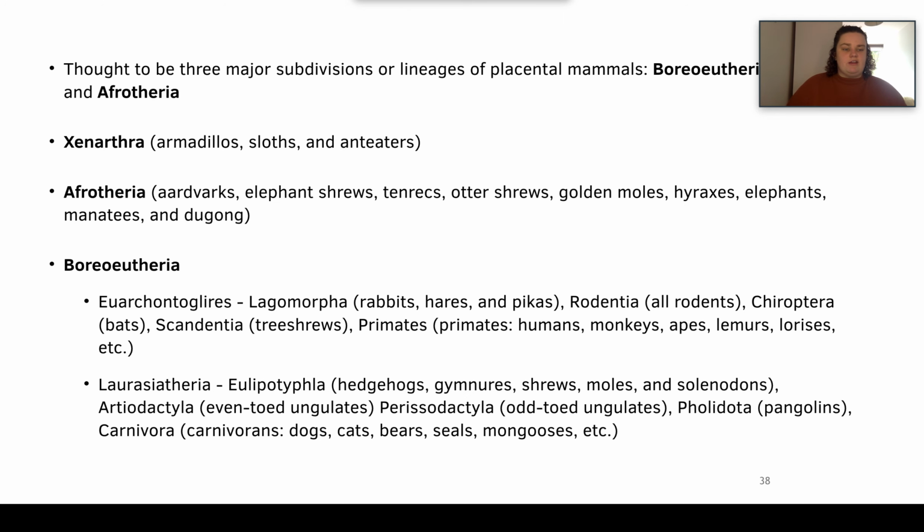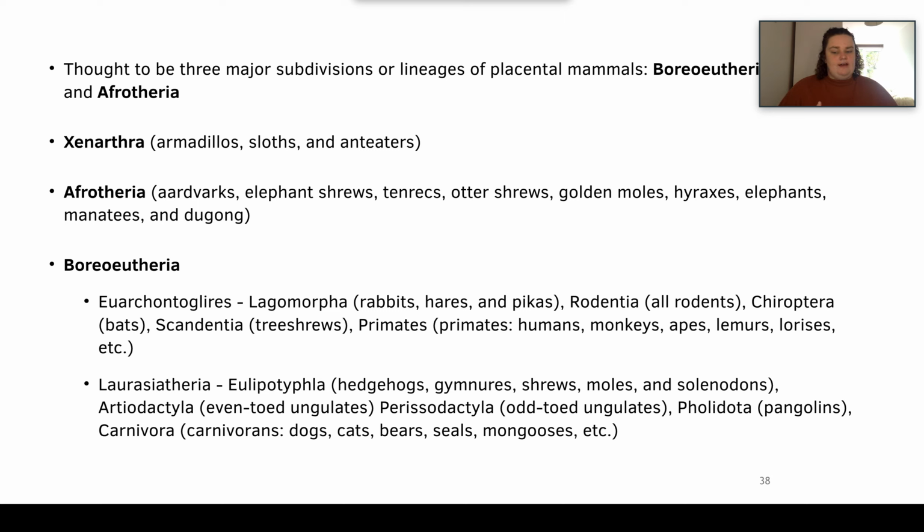So there's thought to be three major subdivisions of placental mammals: the Boreoeutheria, the Afrotheria, and the Xenarthra. Xenarthra include armadillos, sloths, and anteaters. Afrotheria includes aardvarks, elephant shrews, tenrecs, golden moles, hyraxes, elephants, manatees, and dugongs. And then Boreoeutheria are split into two: the Euarchontoglires, so that includes the rabbits, rodents, bats, tree shrews, and primates.